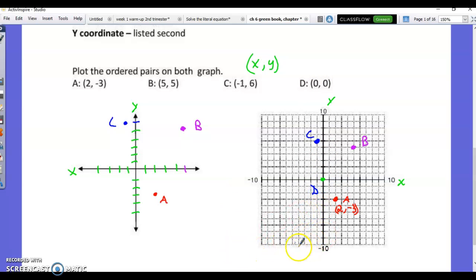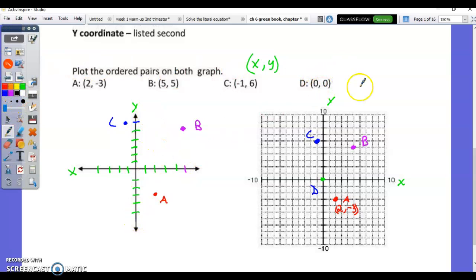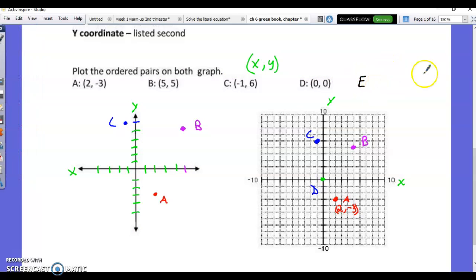Now there's going to be times too where, not just the origin at 0, 0, but there's also points where one of them is 0. That just means it's going to be on that x or y axis. So I'm going to add another letter. Let's call this E. And I'm going to add another letter, F. So let's say E we're going to call 0, 3. And F we're going to call -4, 0. So now we're including zeros in here.